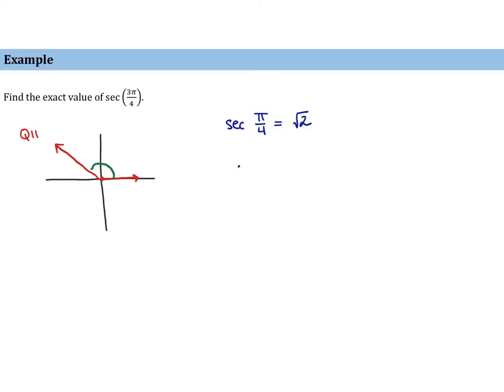So as we look at the secant of 3 pi over 4, we'll have square root of 2, and then in the second quadrant, secant of 3 pi over 4 will have the same sign, positive or negative, as cosine of 3 pi over 4. Cosine of theta is negative in the second quadrant, so secant of 3 pi over 4 will be negative also. So negative square root of 2.